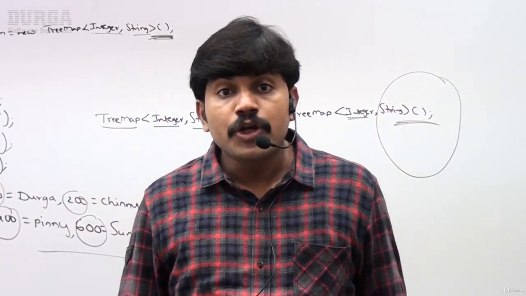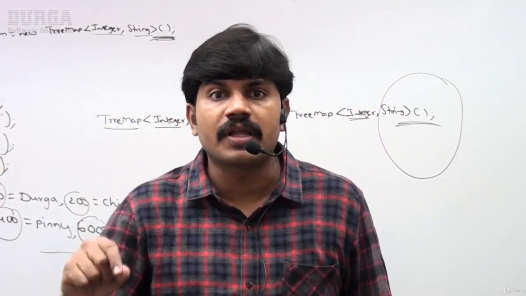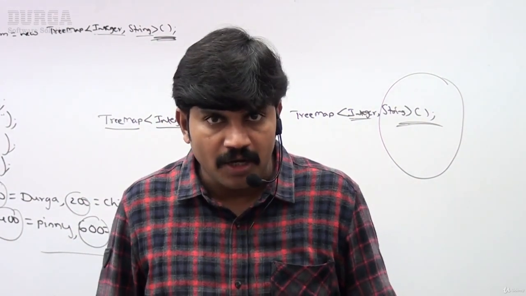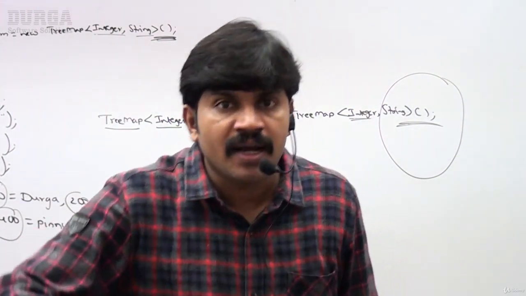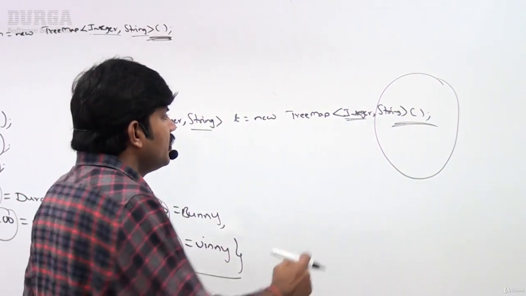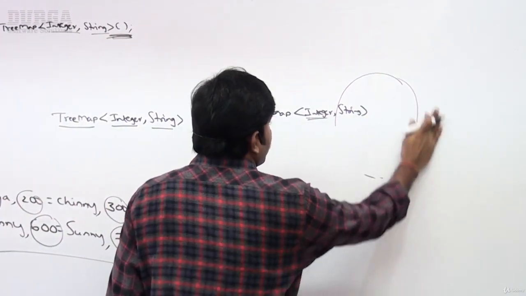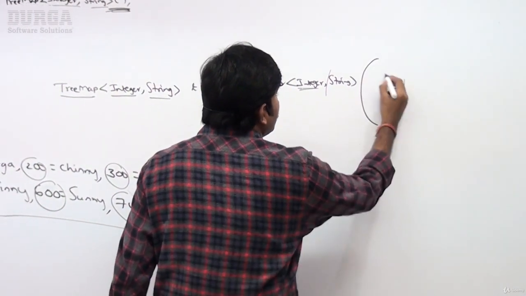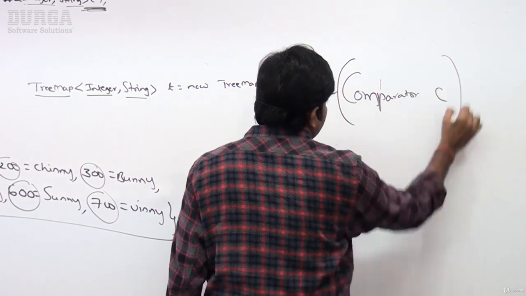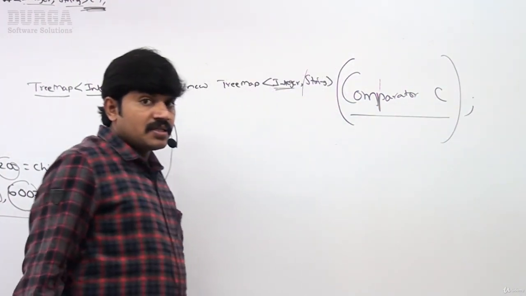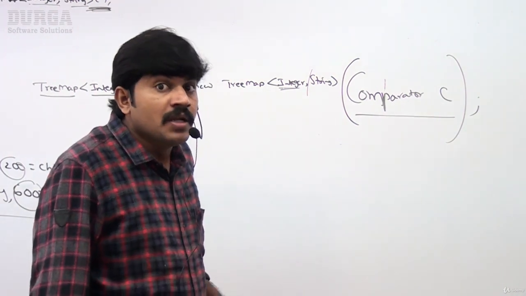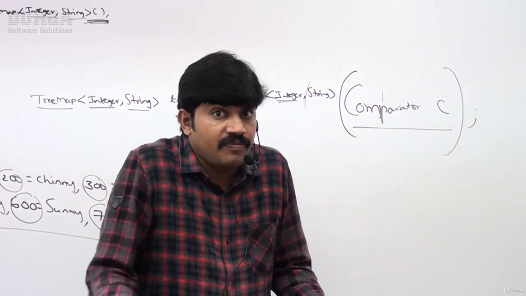Sir, I don't want the default natural sorting order. I want a customized sorting order. How can you do that, sir? I want a descending order of keys. Just to the constructor, you need to pass a comparator object. Sir, wherever a comparator is there, happily we can use a lambda expression because Comparator is a functional interface.